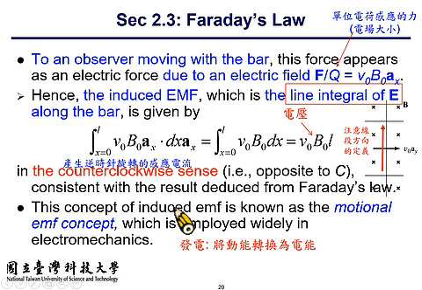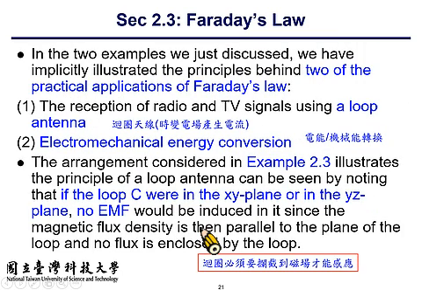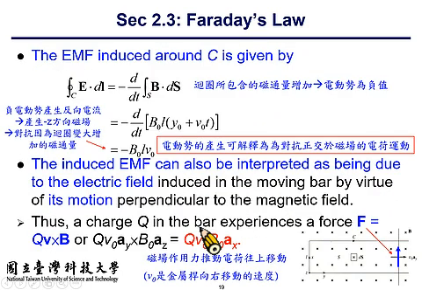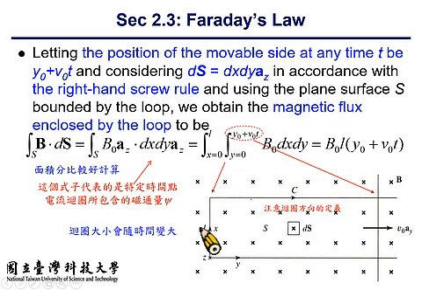And this concept of induced EMF is known as the notional EMF concept, which is employed widely in electromagnetics. So the implication of this example is that if you keep moving to the right on this environment, you will produce more and more electrical energy because of the mechanical energy that you exerted on this environment.